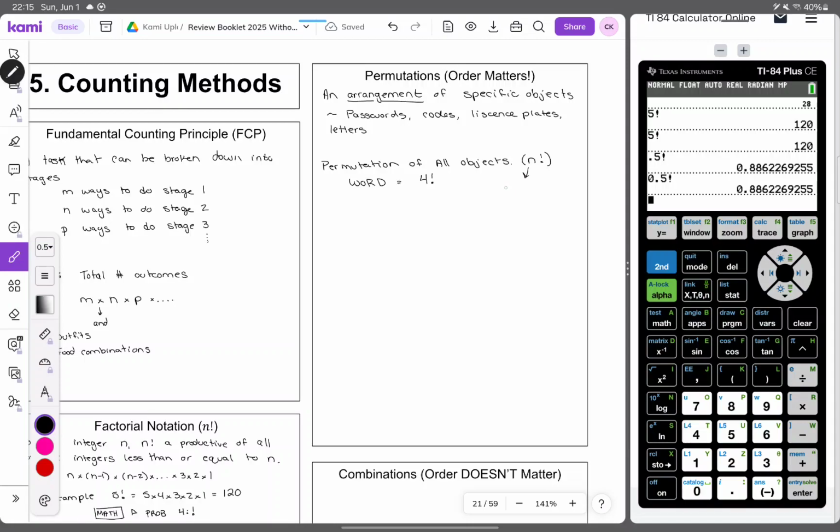This is when you have not allowed repeats. So if I was doing like a password or a code and I'm doing all objects that can repeat, so maybe I'm doing a 4-digit code.